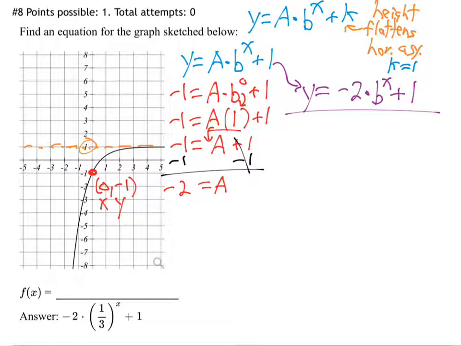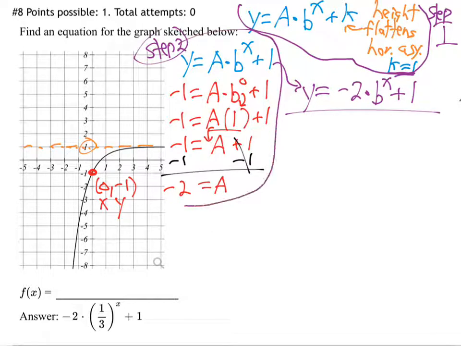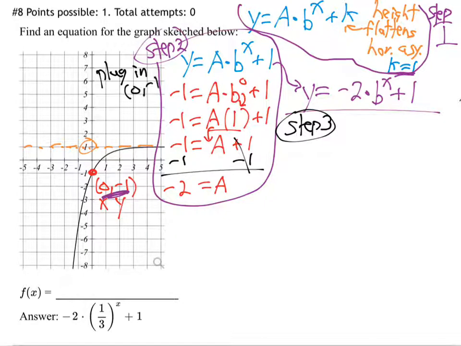We just got to find that b now. So to find that b, let me try to make some notes of this. Step 1, we found the k equals 1 by the horizontal asymptote. This is step 2, right here, where we found the a by plugging in this point, the y-intercept, right? We use the y-intercept. And now step 3, so step 2 was plug in 0, minus 1.